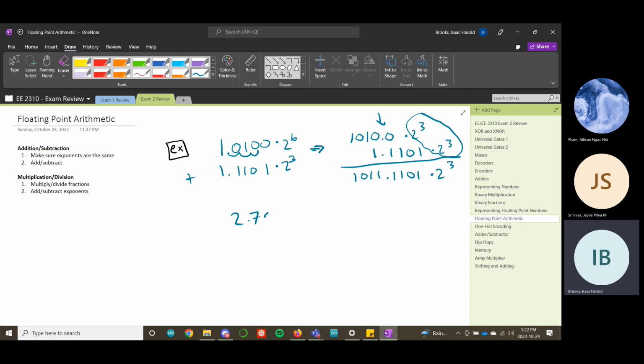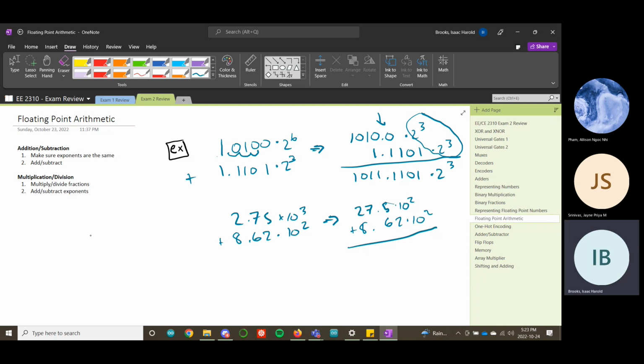If you have 2.75 times 10 to the 3 plus 8.62 times 10 to the 2, then what we can do is convert these. This is really 27.5 times 10 squared plus 8.62 times 10 squared, and then you can add them. So really nothing special. Just remember that these same rules apply in binary as they do in decimal.